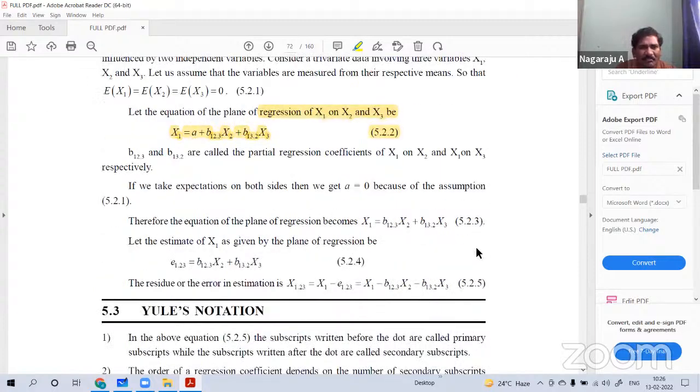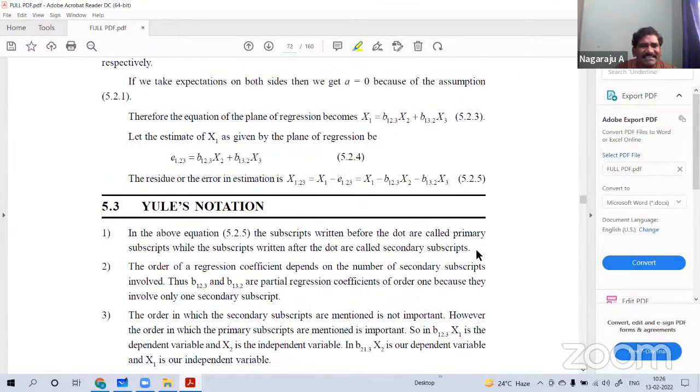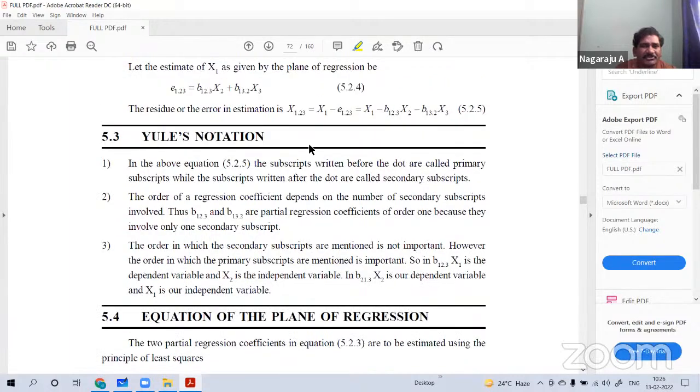Now, the plane of regression, it is what is called Yule's notation. Equation 5.2.3 is Yule's notation. This is called the residual or error in the estimation. What I selected is called Yule's notation.